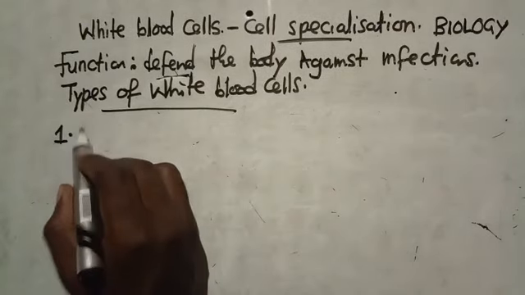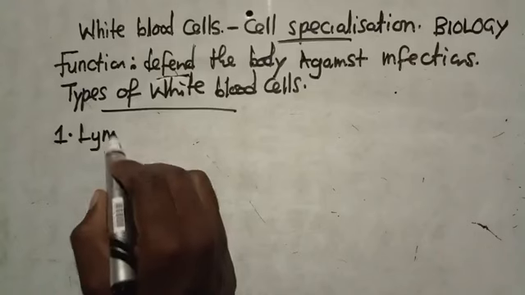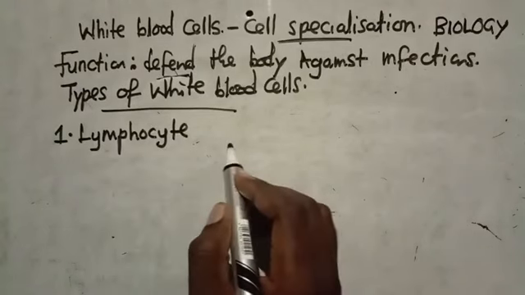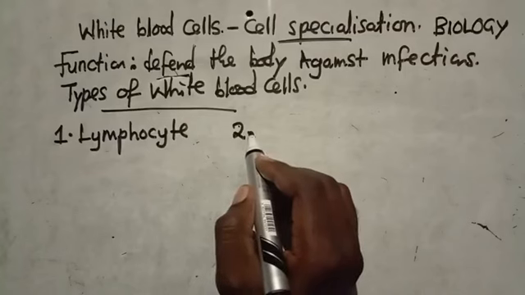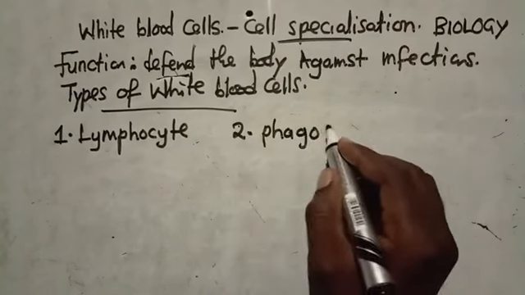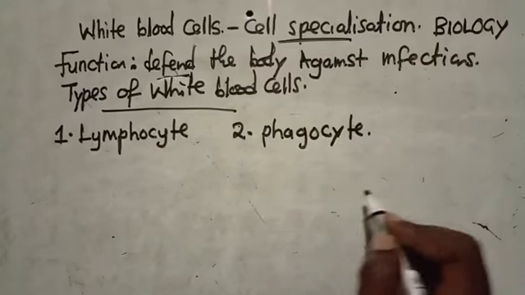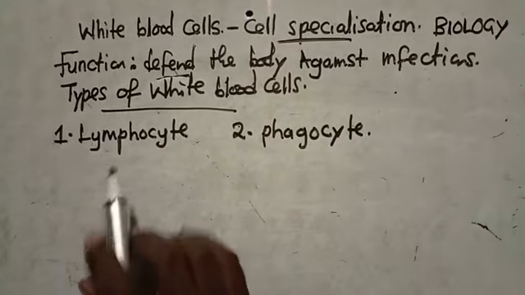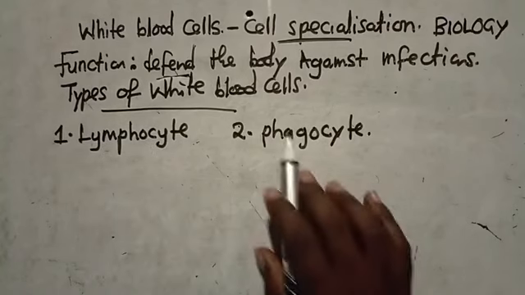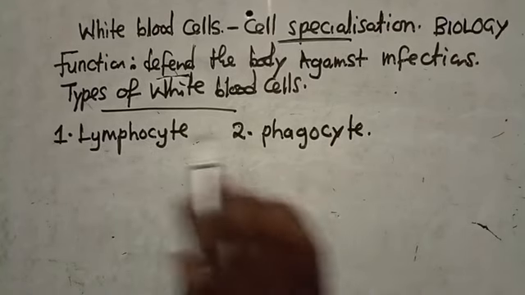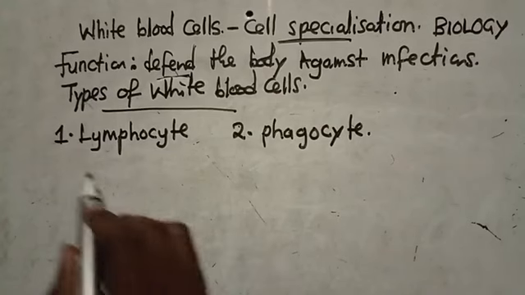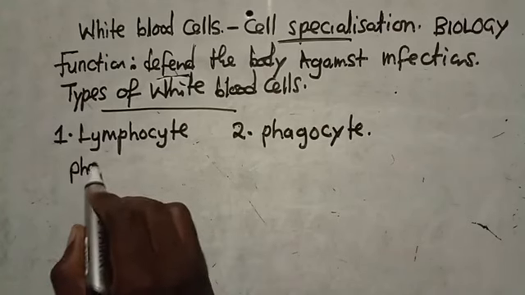The first one is what we call a lymphocyte. Secondly, there is also what we call a phagocyte. This is what you are supposed to understand. These are the two types of white blood cells: a lymphocyte as well as a phagocyte. The first one that we are going to start with is the phagocyte.